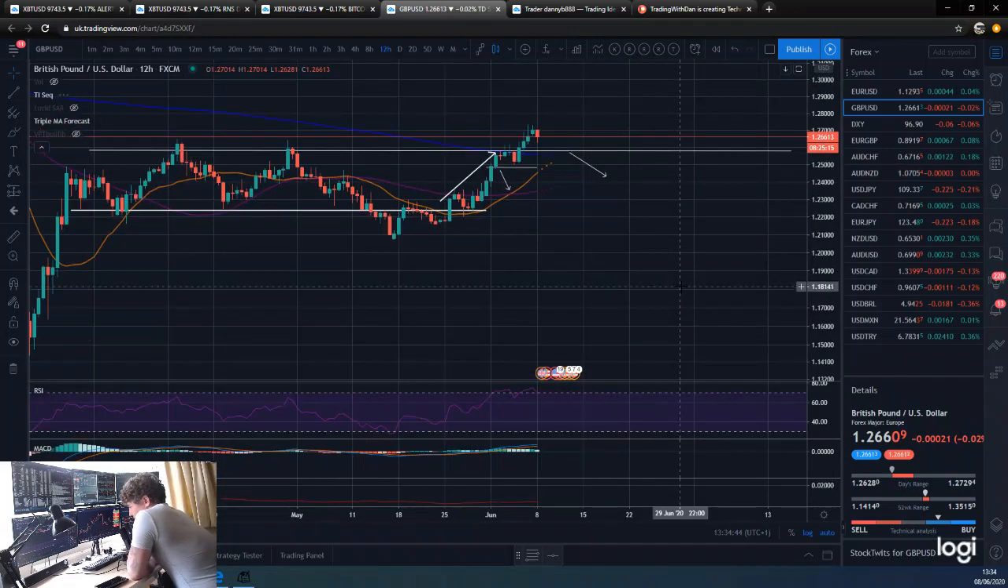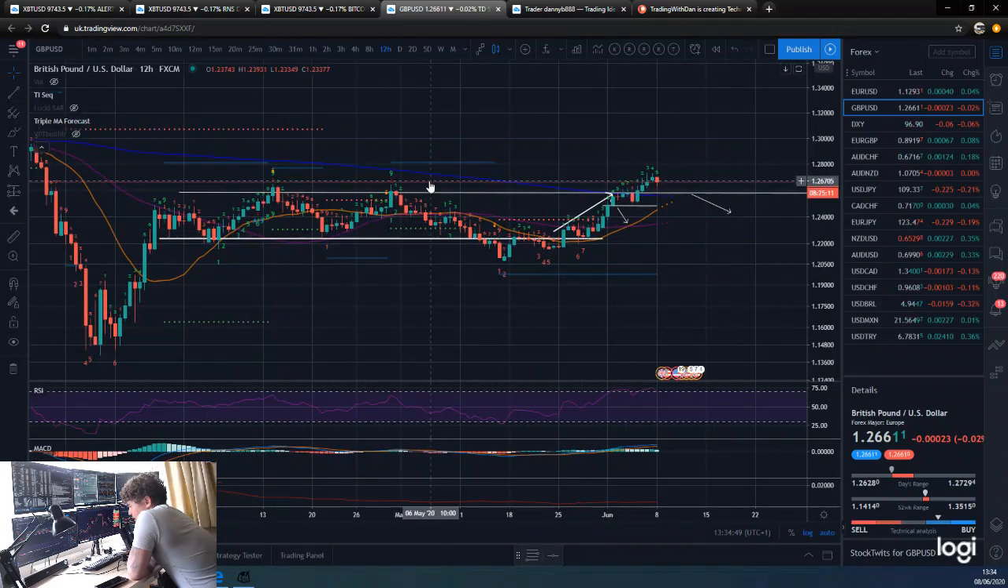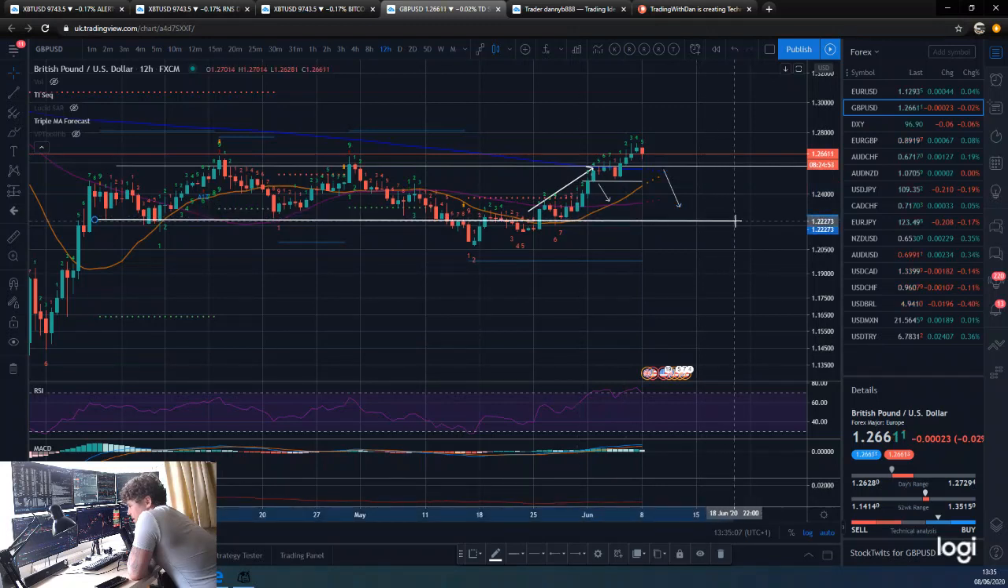So cable, yeah, cable has broken through our top support line. Whether it's just a fake out of this line and it's going to come back under, or we're going to come and test it and bounce off it, remains to be seen. This is obviously going to be an important level going forwards, I feel. We'll extend this lower trend line out a bit again as well, this lower support zone out.